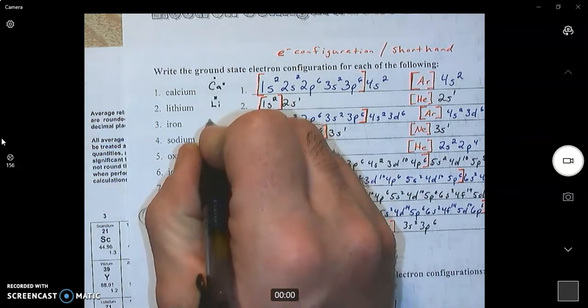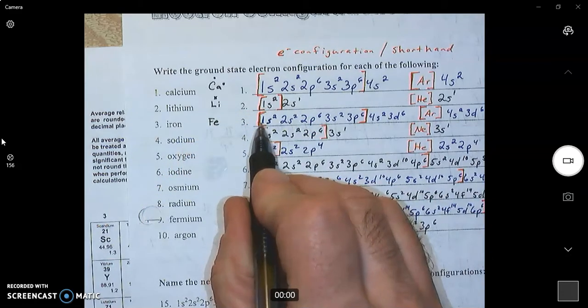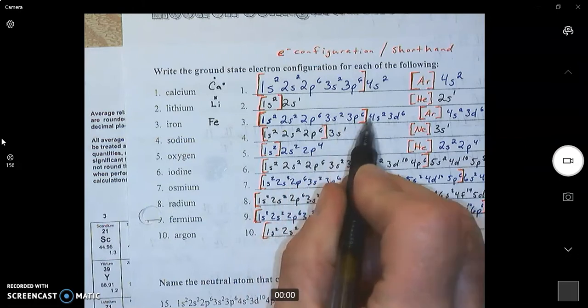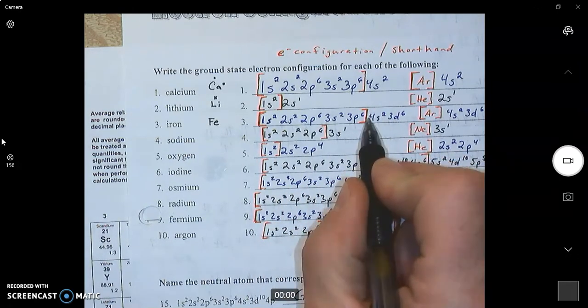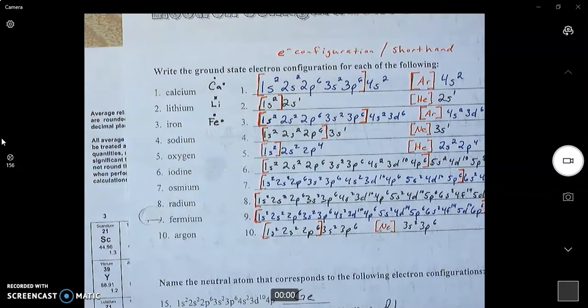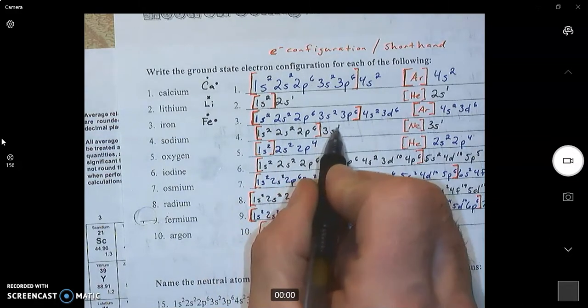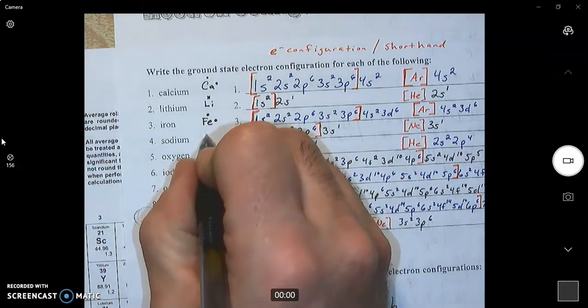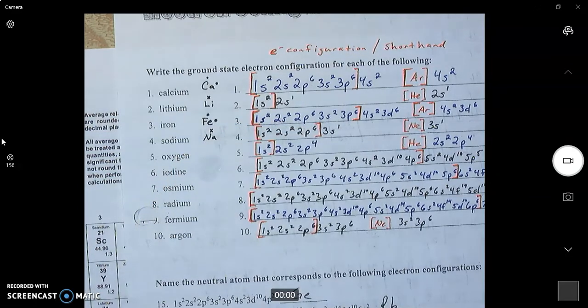Iron. If we look at the numbers out front, 1, 2, 2, 3, 3, 4, 3. So what electrons are on the highest number for just the 4s2? We would have 2 valence electrons. Okay. Sodium, 1, 2, 2, 3. We only have 1 electron on the 3rd energy level, so we would have the Na symbol with 1 electron. Okay.